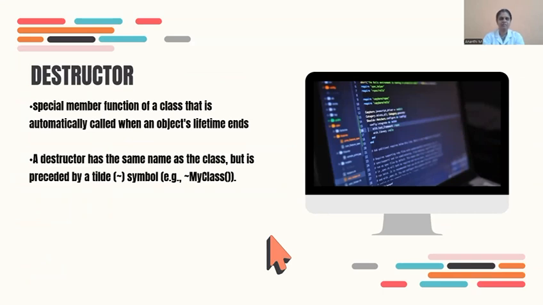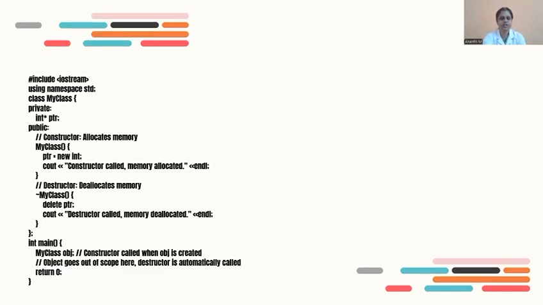The tilde symbol is used to represent a function as a destructor function. In this program, the same program that we saw for the constructor is implemented with the destructor also. Here we have the constructor, and we have created the destructor function also inside the class. If the object gets created, the constructor will be called, and when the scope of the object ends in that place itself, the destructor will automatically be called.